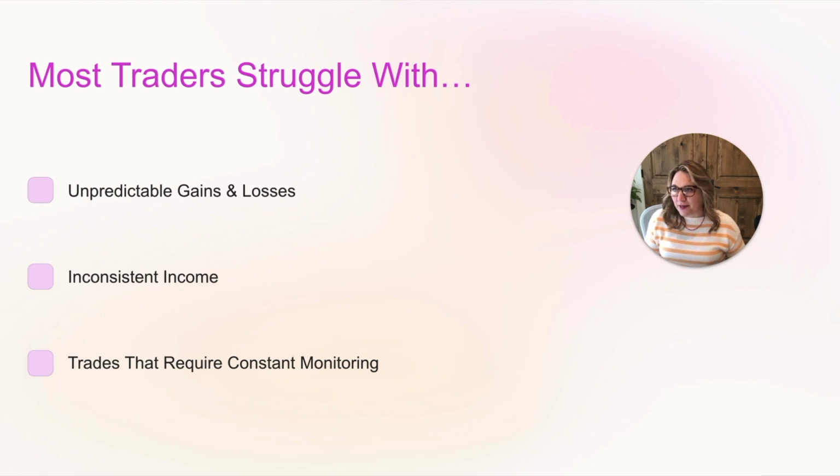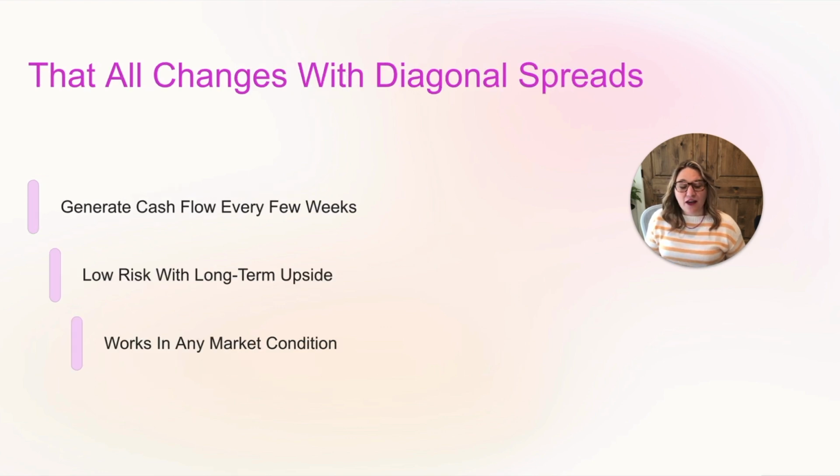The beautiful thing about a diagonal spread is you don't really have to look at it very often, maybe just every couple weeks, all right? That all changes with diagonal spreads. So we can generate cash flow every few weeks. There's low risk with long-term upside, and it really does work in any market condition, all right?